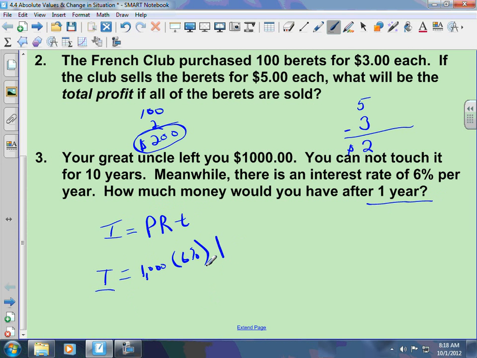So we're going to do 1,000 times 6%, don't forget your percent sign, times 1 equals, what does it equal? 60. So your interest equals $60 after 1 year. So how much money, because they want to know how much money you would have. You would have $1,060. Okay?